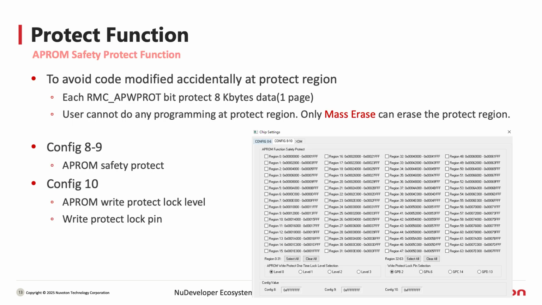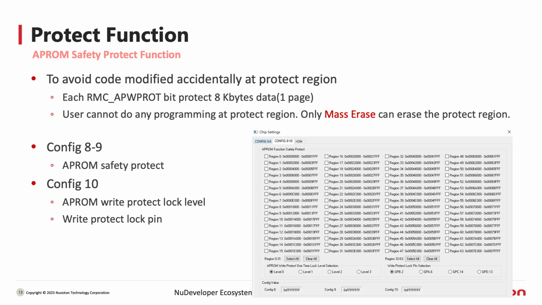Next, let's introduce the memory protection features of the M2L31 series. To prevent accidental modification of program areas, each RMCAPWPROT bit can protect a specific 8 KB data block. Within these protected regions, users cannot perform any write or update operations. Only a mass erase can clear the data.